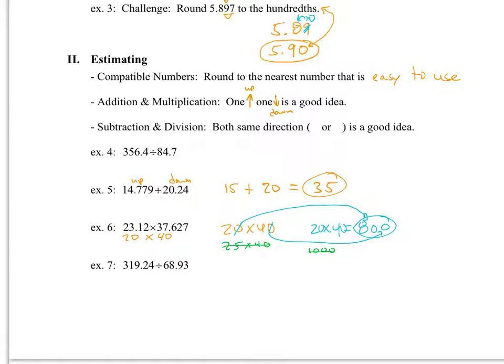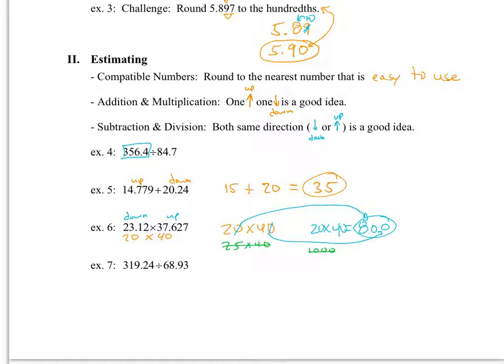So in this case we rounded this one down and this one up. Okay. So that's addition and multiplication. It helps get a more accurate answer if you do one up, one down. Subtraction and division: rounding them both the same direction, whether that's both of them down or both of them up. That's kind of your choice, thinking what might be easier to do.